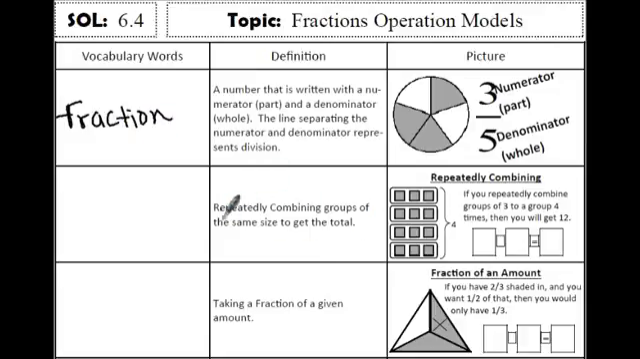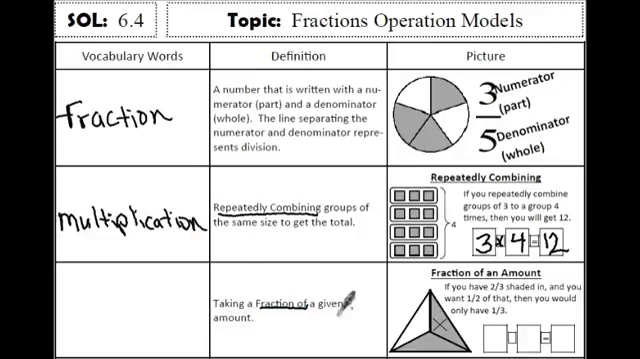If I'm repeatedly combining groups of the same size to get the total, I have 1, 2, 3, 4 groups of 3. So if I have 4 groups of 3, I'll get 12, and that is another model for multiplication.